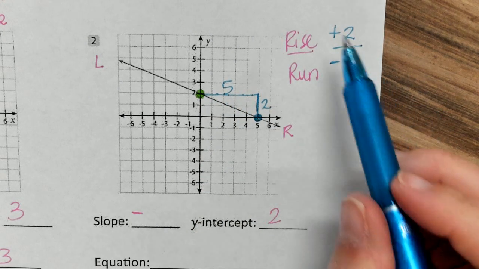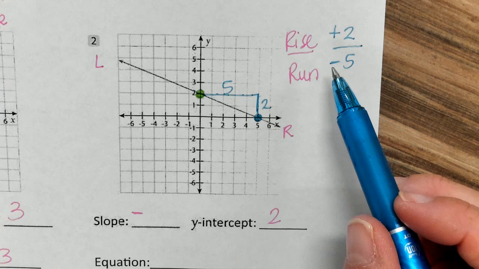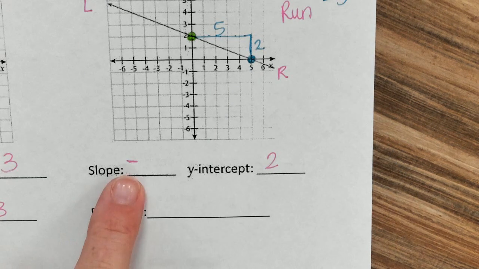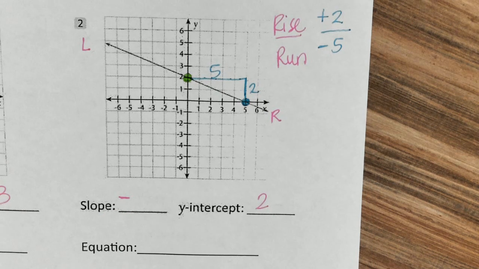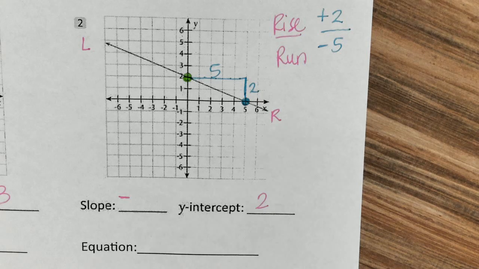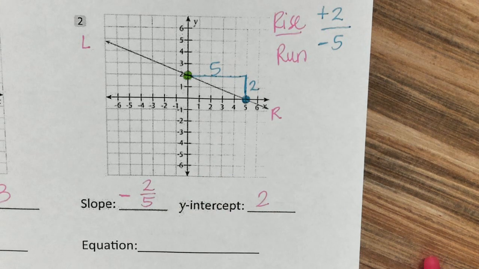What is a positive divided by a negative? Negative. So do y'all see why the slope is negative? Yes. All right. Can 2/5 be simplified? No. So my slope is negative 2/5. Does it matter where I put the negative sign?